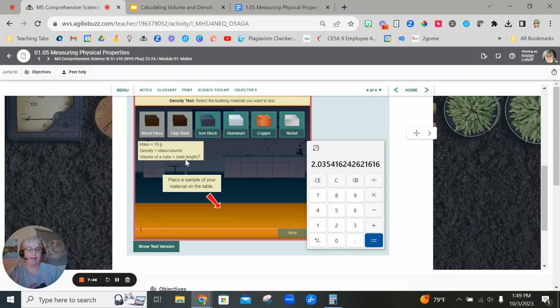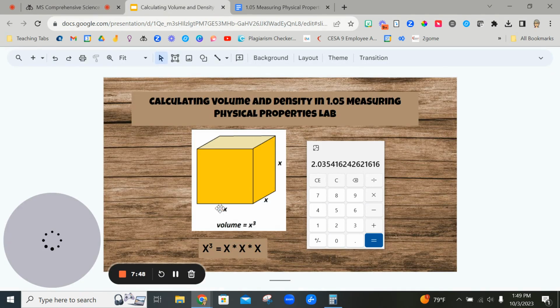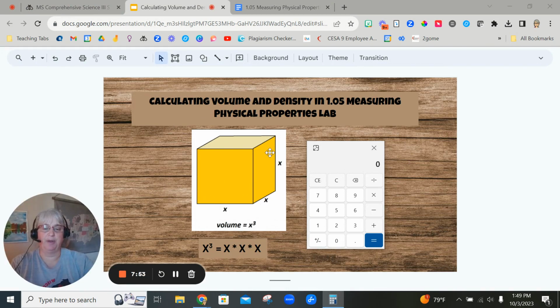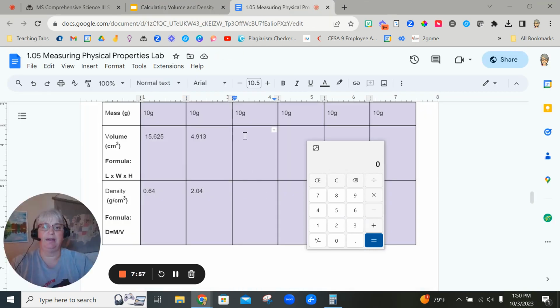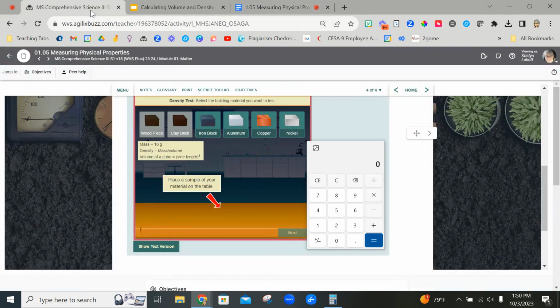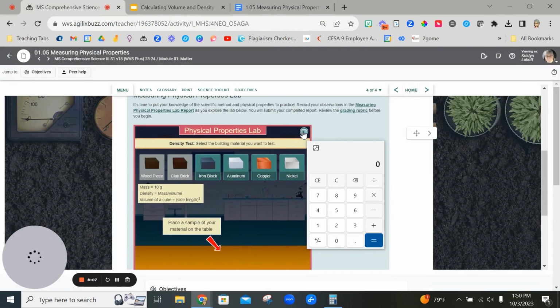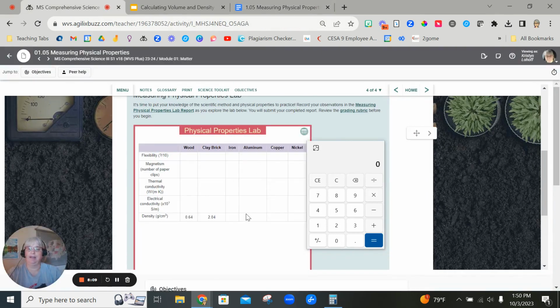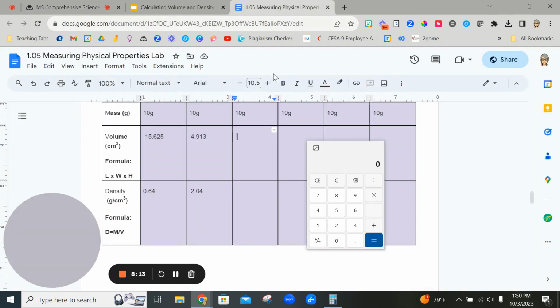Get your side length. You're going to multiply the side length by itself 3 times to get the volume. Enter the volume in to determine your density. 10 divided by the volume will give you the density report, which you can then put back into here if you want to. This data table doesn't get turned in, so you can essentially write anything you want on it. This is the one that's going to matter.